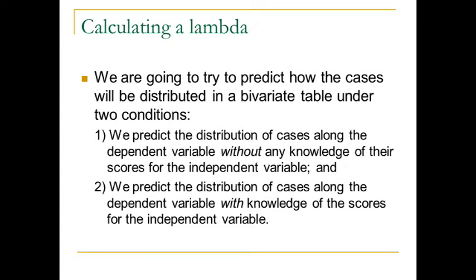To calculate a lambda, we try to predict how the cases will be distributed in a bivariate table under two conditions. We predict the distribution of cases along the dependent variable without any knowledge of their scores on the independent variable. We predict the distribution of cases along the dependent variable with knowledge of scores of the independent variable.